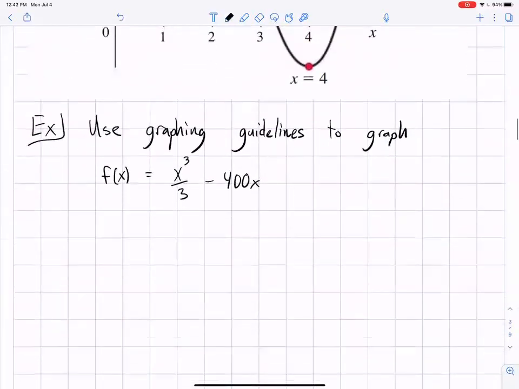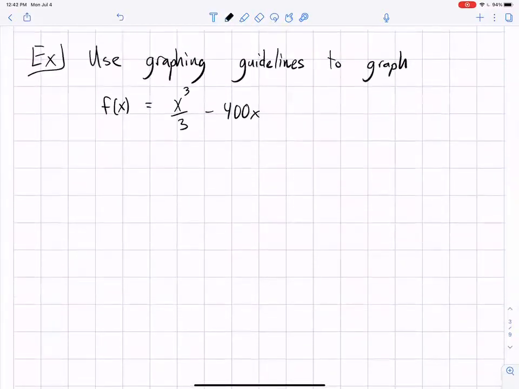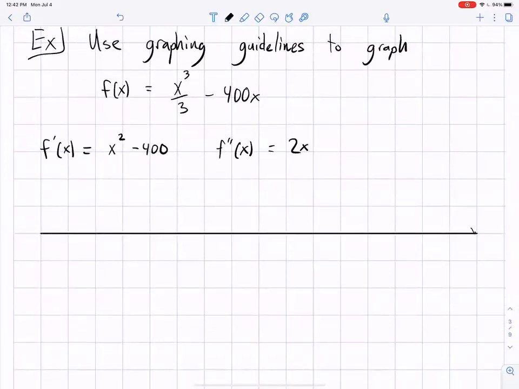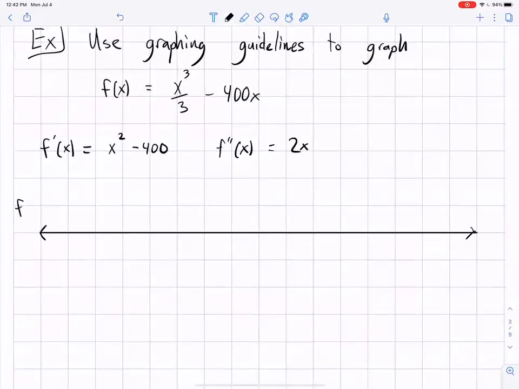And so let's do an example. So let's use the graphing guidelines to graph this. The first thing we're going to do is find the derivatives. The derivative is going to be x squared minus 400, and f double prime of x is going to be 2x. And then we're going to make number lines for those two guys. So here's the number line for f prime of x, and then we'll make an f double prime of x number line, maybe right here to right here.